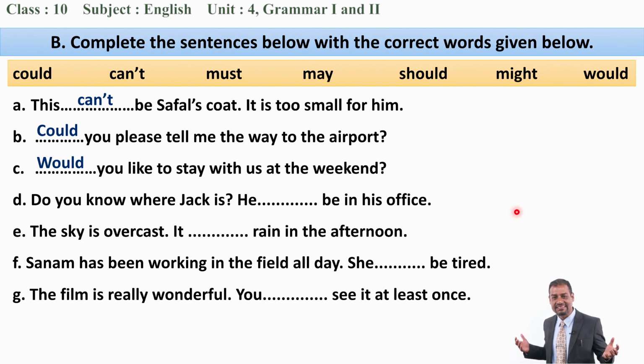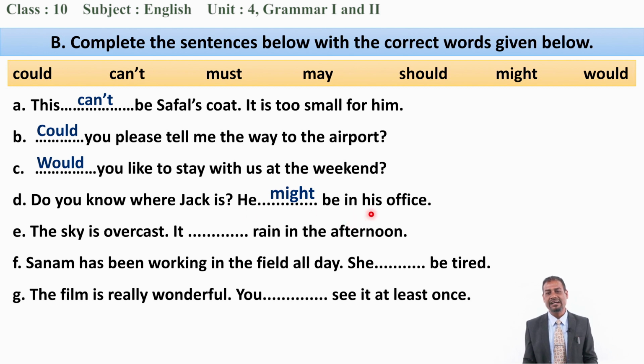Do you know where Jack is? If you are sure, you can write down he must be in his office. If you are not sure, if it is only a possibility, you can write down something else. So what do you write there? Okay, you can write down he might be in his office. It means that you are not sure. It is just a possibility. Because it is just a possibility, you don't know. That's why you say he might be in his office. But if you are sure, then you can write down he must be in his office also.